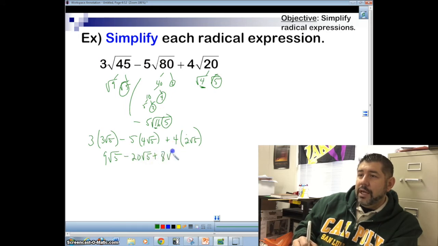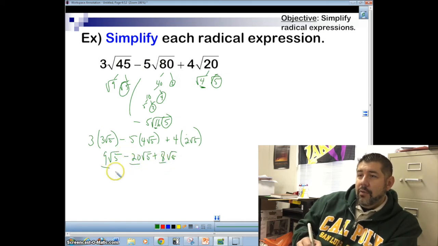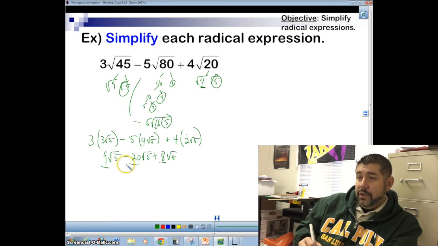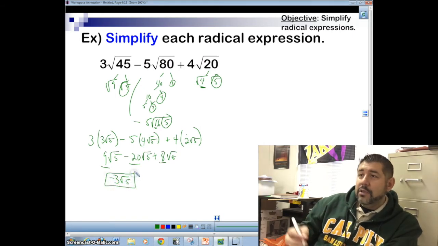Now we're just going to put them all together because the root 5 stays in there, right? So we're just going to add 9, negative 20, and 8. And we're going to get, let's see, 12 is 3, right? Negative 3 root 5. Okay, and that's our answer, all right? So that's how we simplify square roots.